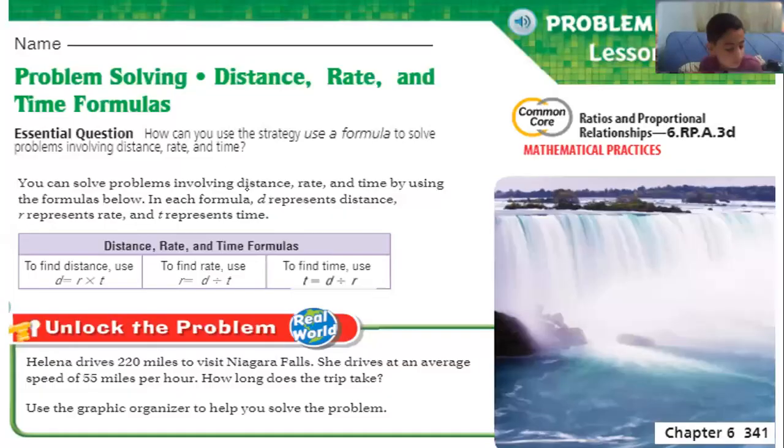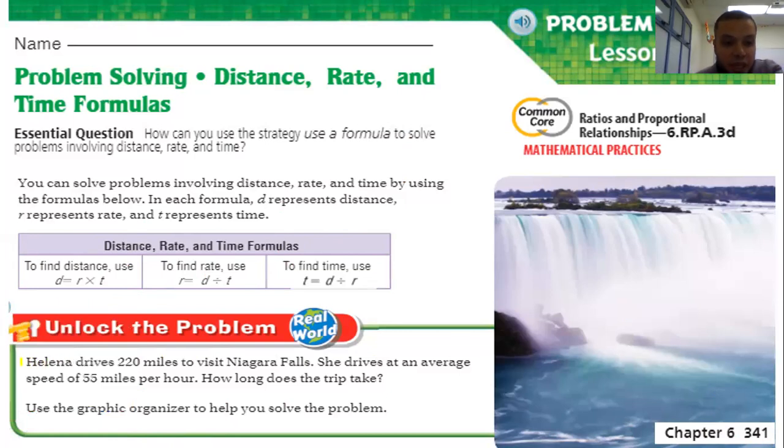Yes, Muhammad. Can I say my question? Mr., distance for what? And rate for what? And time for what? Distance is the distance between two places. You will see it here in the problem, Muhammad. The example is going to show you everything, so please wait. Let us read the example together.